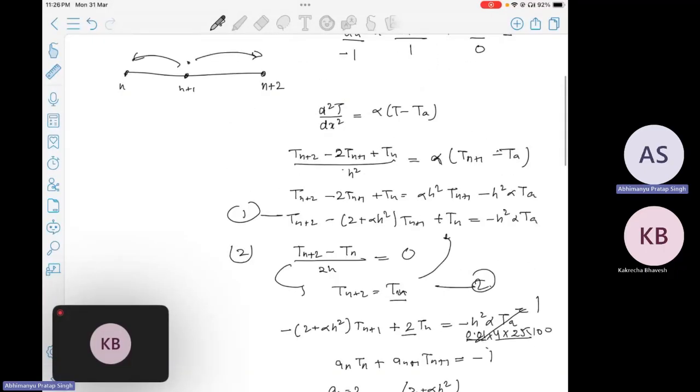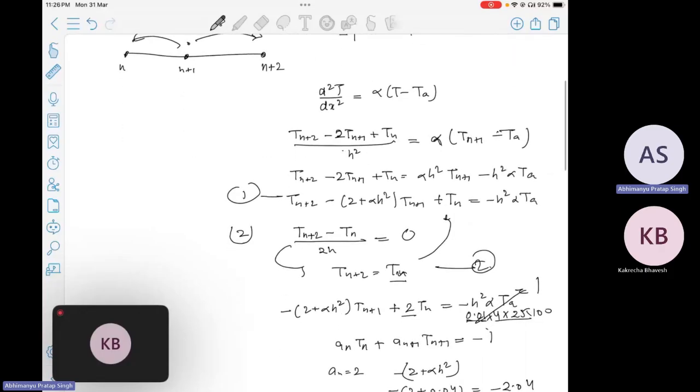So what we just did is that we wrote the first, this one, the FDM equation at node n plus one. Fine. So we simplify this, and we get this equation.